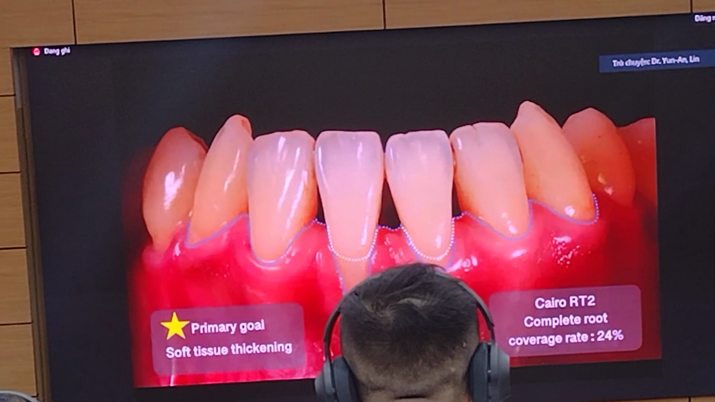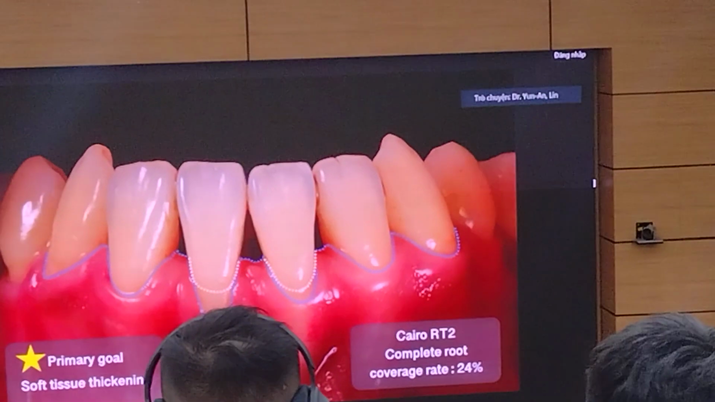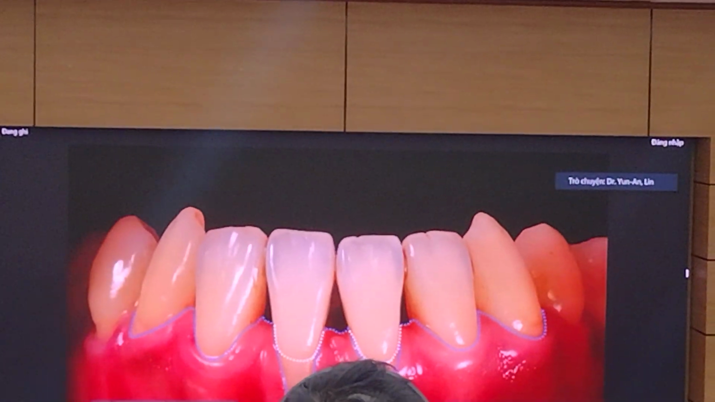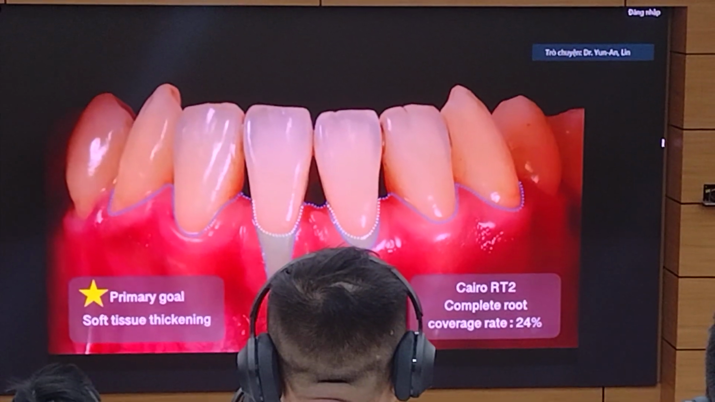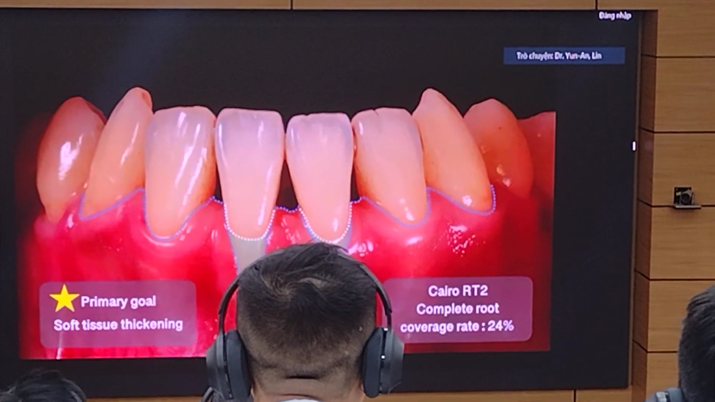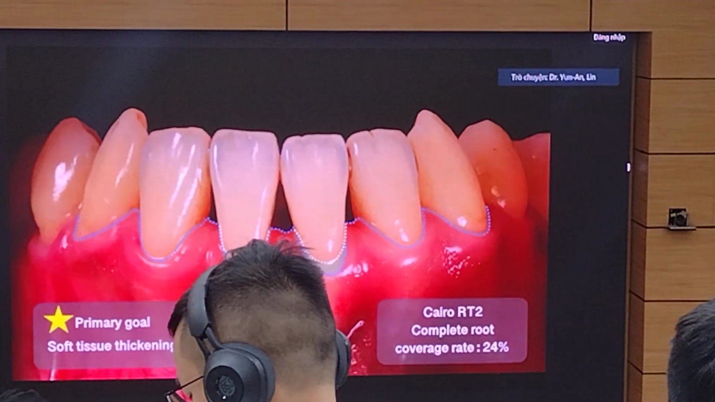According to Dr. Carroll's contribution, it is very challenging to achieve complete root coverage in these RT2 recessions. Covering up the blue areas was the most ideal but not very difficult. To achieve my primary goal, I aim to cover up the root surface as much as possible.